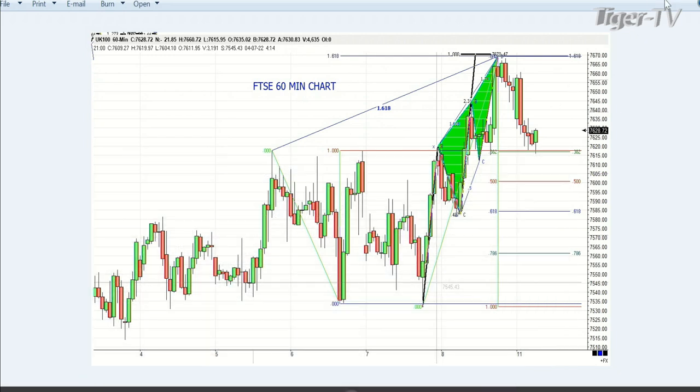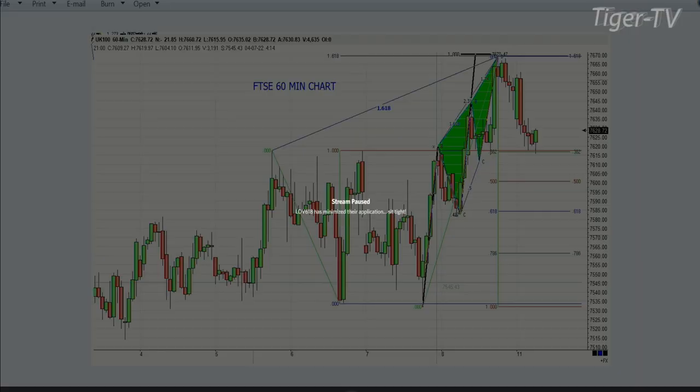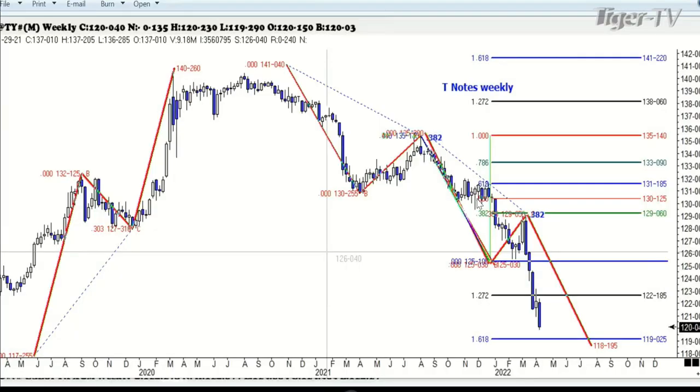I wanted to bring another chart to your attention here, because we were talking about the Treasury bonds, and I also want to show you what's going on with the Treasury notes, because it also is in an area where it's going to be very, very close to all of the AB. Remember, this is a weekly chart, folks. And as you remember, we've been bearish this thing for a very long time.